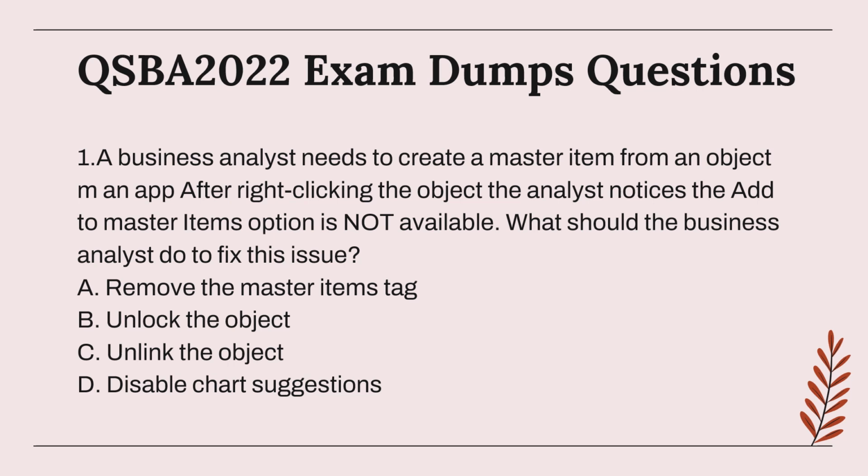1. A business analyst needs to create a master item from an object in an app. After right-clicking the object, the analyst notices the Add to Master Items option is not available. What should the business analyst do to fix this issue? A. Remove the Master Items tag. B. Unlock the object. C. Unlink the object. D. Disable chart suggestions.